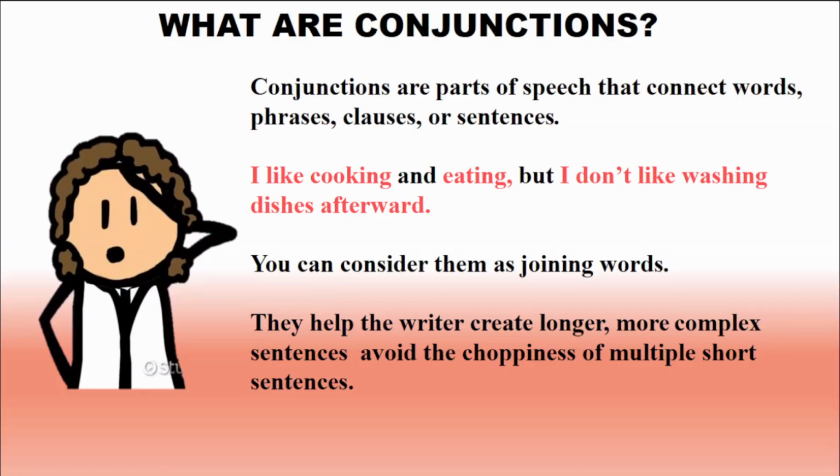Then, but I don't like washing dishes afterward, right? So it's showing your likes and your dislikes. Using but, you say you don't like washing dishes afterward. You like cooking and eating, not the washing part. So for that you use these conjunctions and you make it clear to the reader or the listener that your idea is this. You can say, I like cooking, eating, not washing dishes, right?